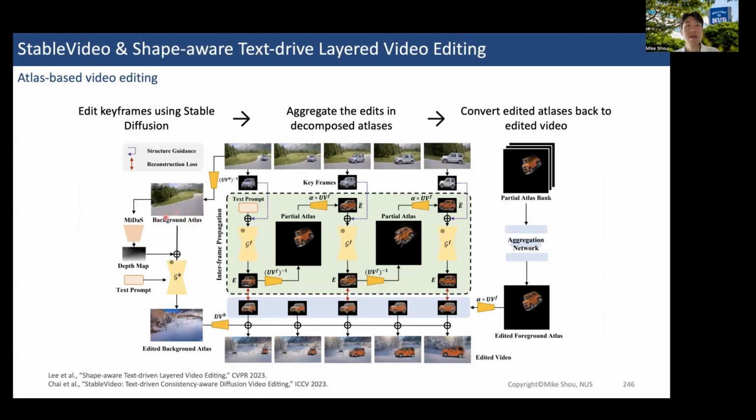For the background atlas, they use something actually similar to Gen 1, they have the MiDaS for depth estimation. So hopefully you can preserve the input image structure better, and then use this diffusion image model for background editing. And then for the foreground, they actually process the keyframes separately or autoregressively. So for the first keyframe, they extract the foreground and then use a diffusion model to edit it to be, for example, this red one.